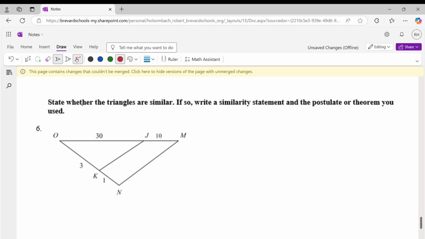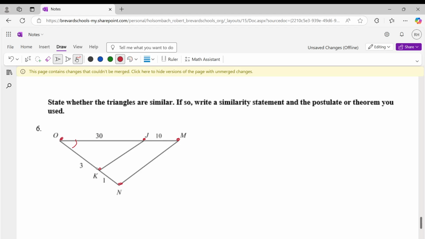All right, problem number 6, state whether the triangles are similar. If so, write a similarity statement and the postulate or theorem you used. Okay, so you've got a little triangle here, the triangle OKJ, and then the big triangle ONM. Now, both of those triangles share angle O. So angle O is the same measure in both triangles.